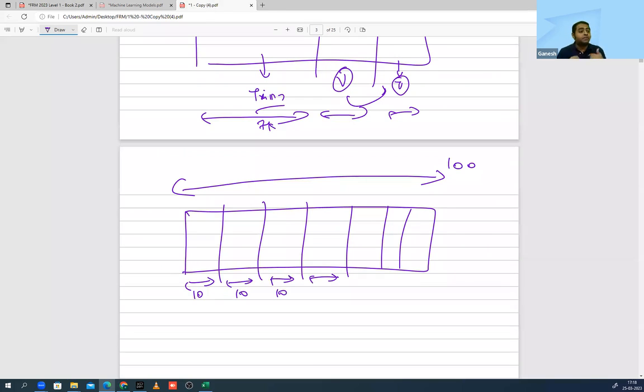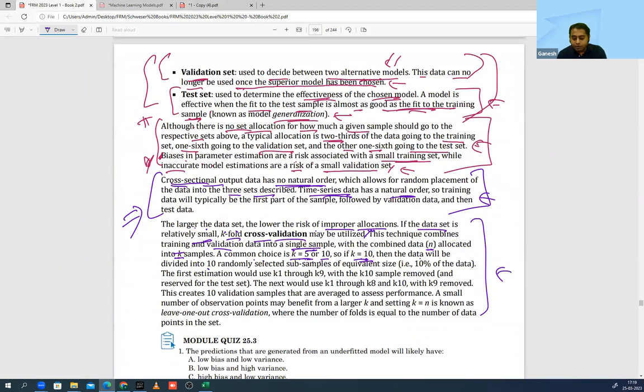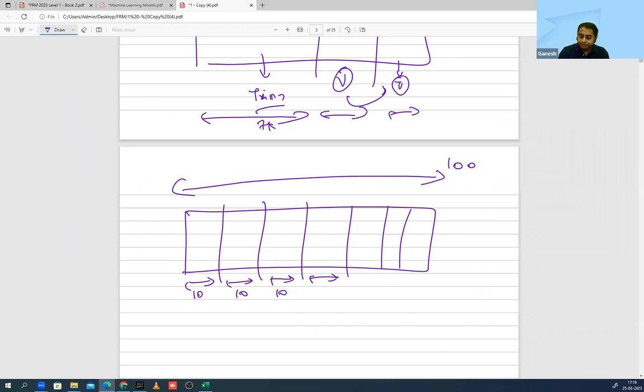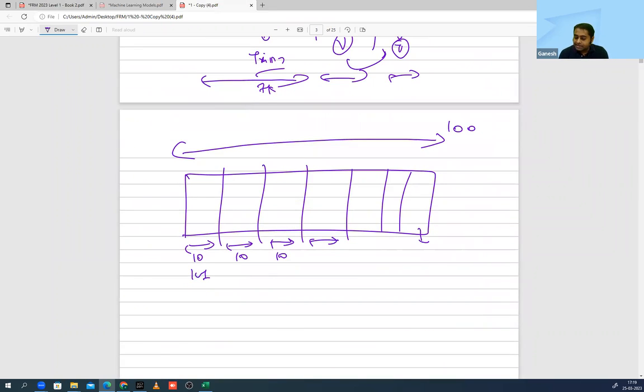इसमें I will have to repeat the process again and again and again. Okay. Look at this first point. The data will be divided into 10 randomly selected some sample of equivalent size. So 10%, 10%, 10%, 10%, barabar. The first estimation would be from K1 to K9. What does it mean? Let us assume this is my K1 and this last one is K10. मतलब 10th part, barabar. So first time what I will do is I will use K1 से लेके K9 तक as my training and validation data. I will leave this 10th as a testing site. बराबर है? Right?